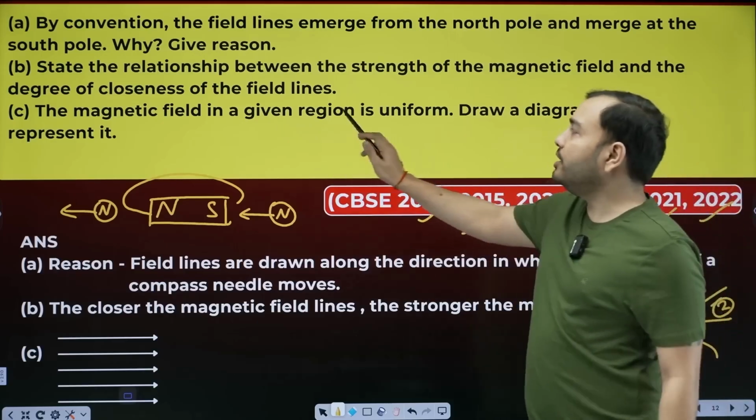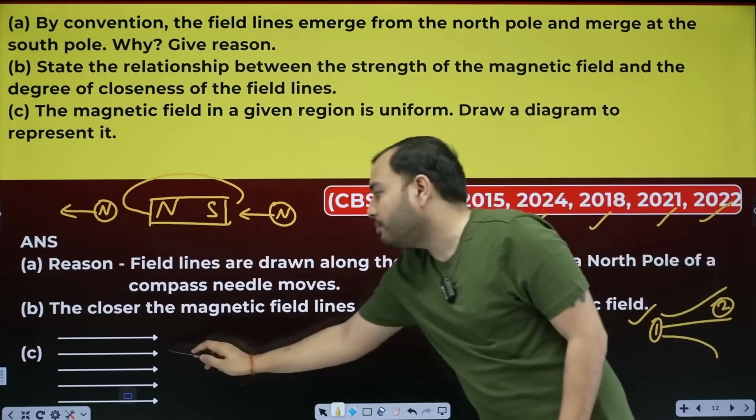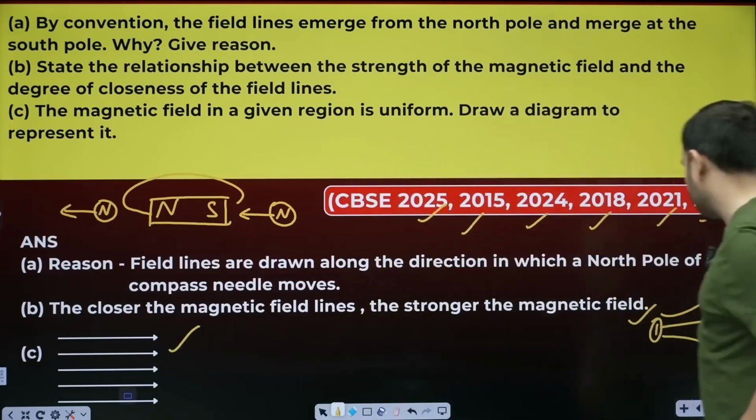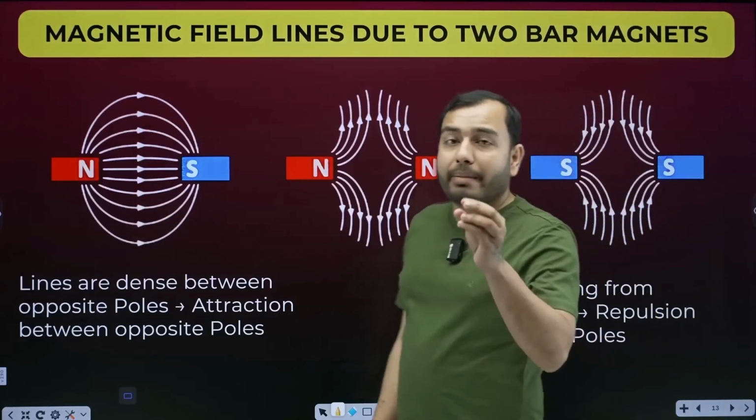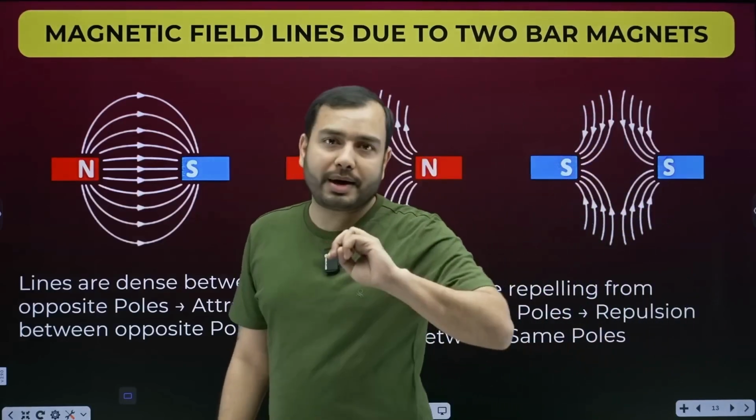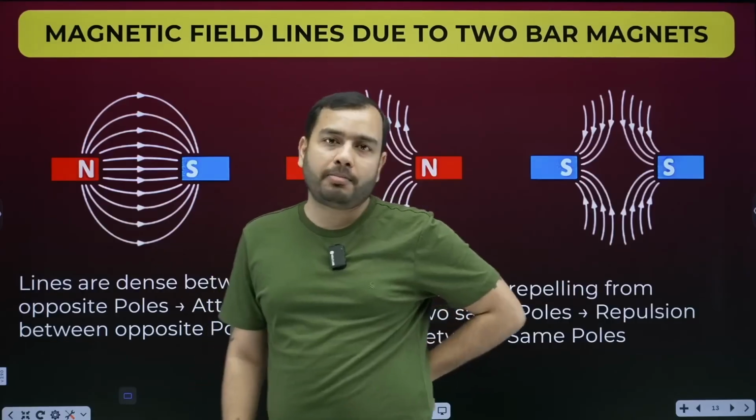Next. The magnetic field in a given region is uniform. Draw a diagram to represent it. Uniform magnetic field: parallel lines at equal distance. Clear? Chalo. Magnetic field lines due to a bar magnet, and due to 2 bar magnets. In the NCERT it is not exactly given anywhere, but the question is asked in the board.